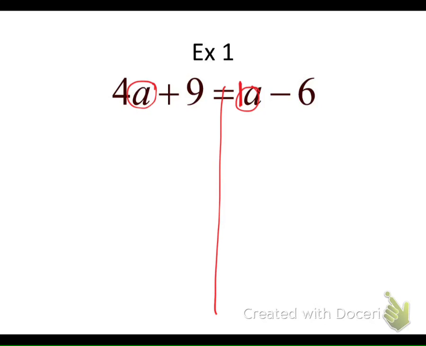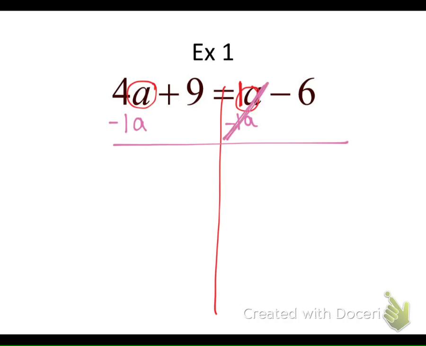So if I want to get this 1a from this side to this side, what am I going to have to do to it? What kind of 1a is it? Positive or negative? Positive. So how do I get rid of a positive 1a? Negative. Yeah, so negative 1a. Whatever I do to one side, I do to the other.